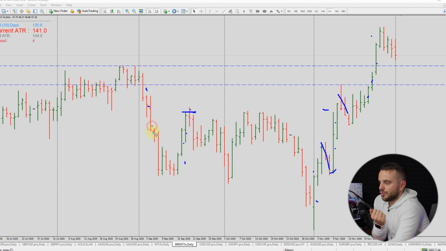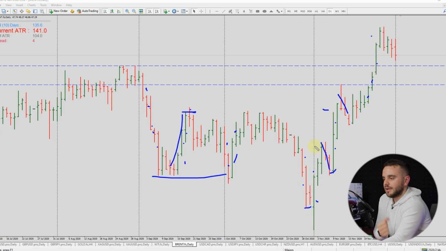2, 3, 4, 5 days. Oh my god, 5 days. Range, pull back. 1, 2 days, pull back. 1, 2 days, pull back. As you can see, 1, 2 days. Range, real low, pull back. As you can see, all markets have cycles.